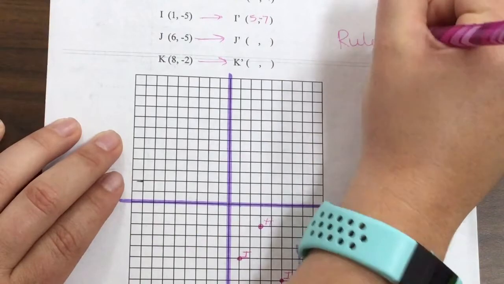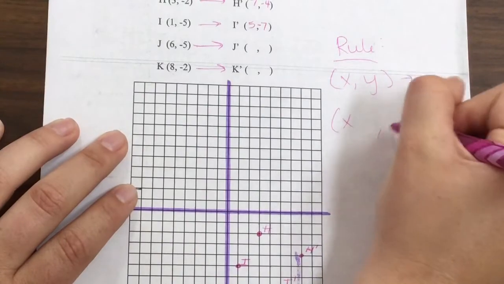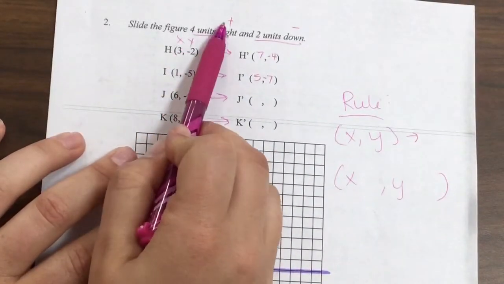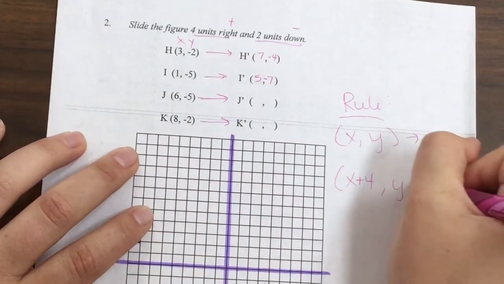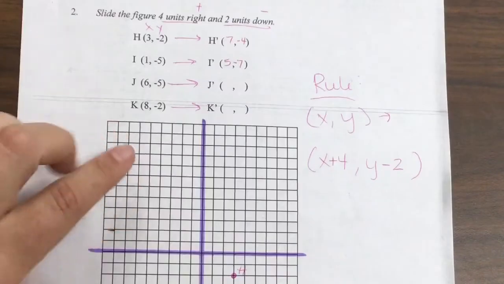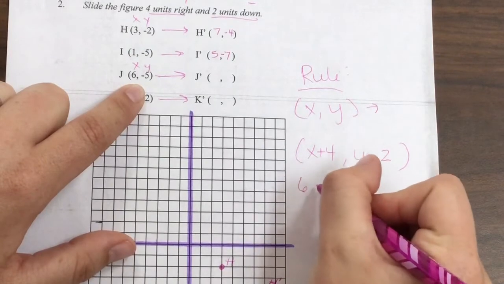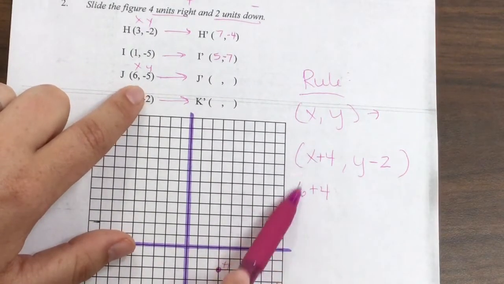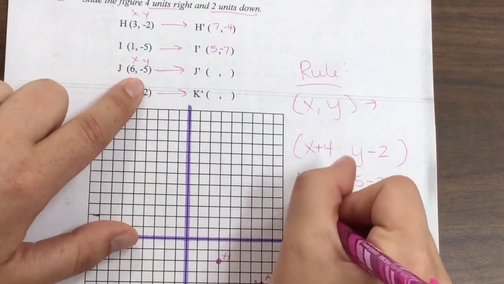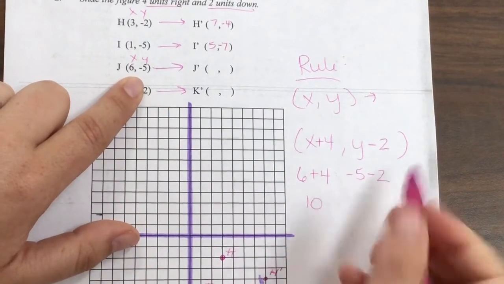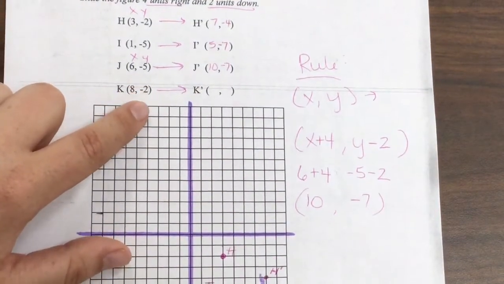So our rule, we start with an X and a Y. And we do something to both X and Y. So since we went to the right 4, that was a positive 4. And down 2 is a negative 2. So let's look at this. So if we plug in X and Y for point J, so 6 plus 4, plug in X, negative 5 minus 2. Well, 6 plus 4 should give us 10. Negative 5 minus 2 should give us negative 7. So we now have point J of 10, negative 7.